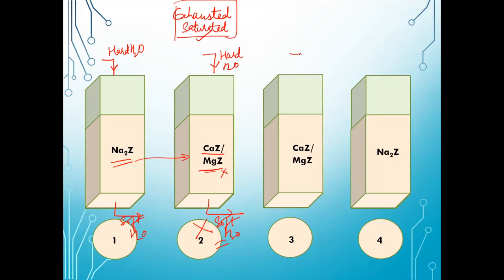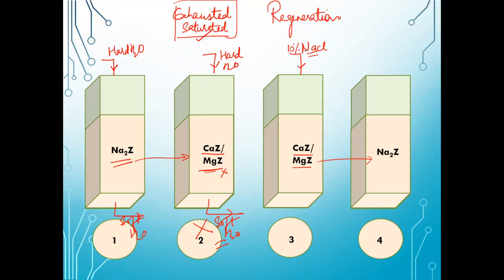So for the third step, I want a regeneration of my zeolite. I want my zeolite back. For that, I want these ions to get again converted to Na2Z. And obviously, I need to supply a solution which contains Na.